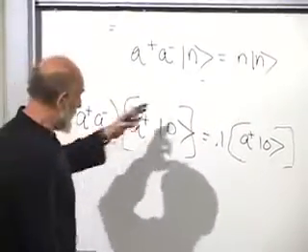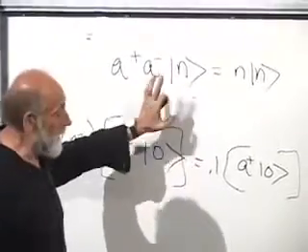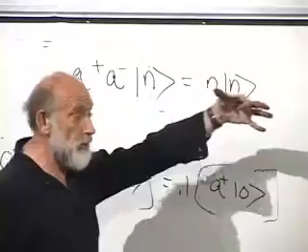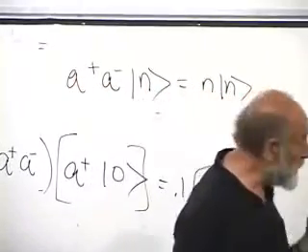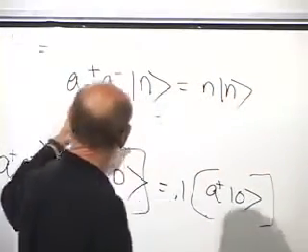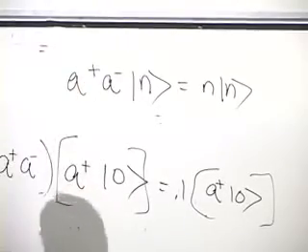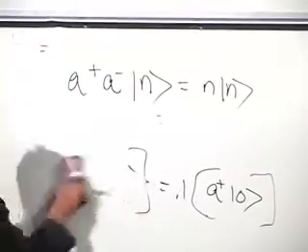Now, we found 2 such things already. We found one in which n is equal to 0, and we found one in which n is equal to 1. And they were related to each other by increasing n by applying A plus. This is very general. Let's see if we can see why.